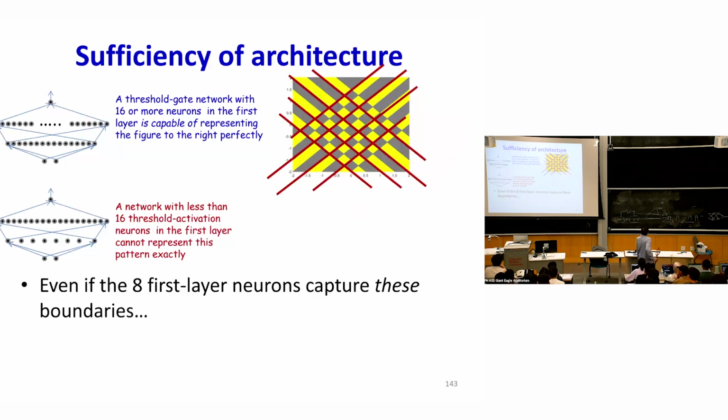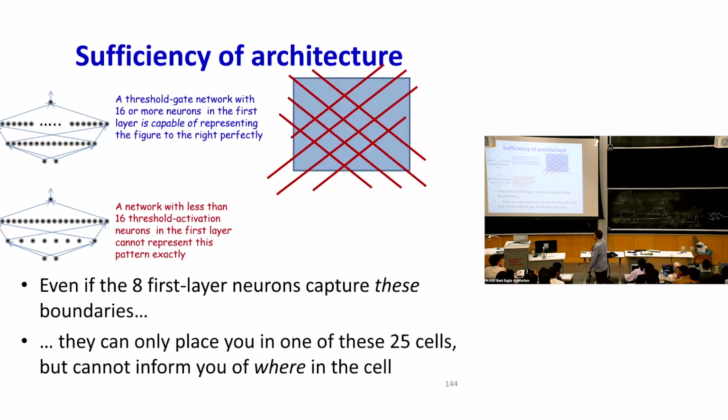Even if those first 8 neurons were to capture these boundaries, which look somewhat like the checkerboard, I'm still only going to have some information about the specific cells of this grid within which the input lies, but no information about where in the grid the input lies. And so I can no longer hope to reconstruct the rest of the decision boundary. That makes sense to everybody? Right?